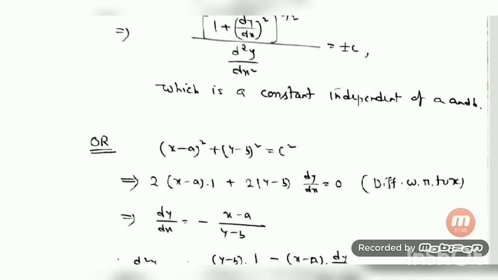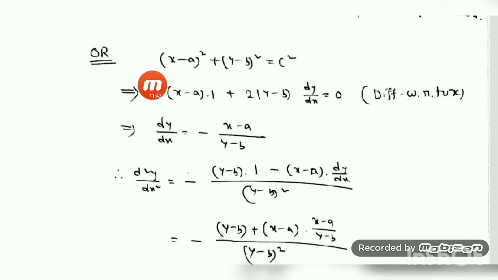The same question I had done in a different way also. Here also I have done the differentiation. Hope you understand it. 2 x to the power n formula, 2 x minus a d/dx of x minus a, I have done it directly. 2 y minus b dy dx equal to 0. From here I have got the value of dy dx. What is dy dx? I just write this, the 2 cancels out, minus x minus a by y minus b. Then I take the value of d2y. That means directly we have found dy dx and d2y dx2.